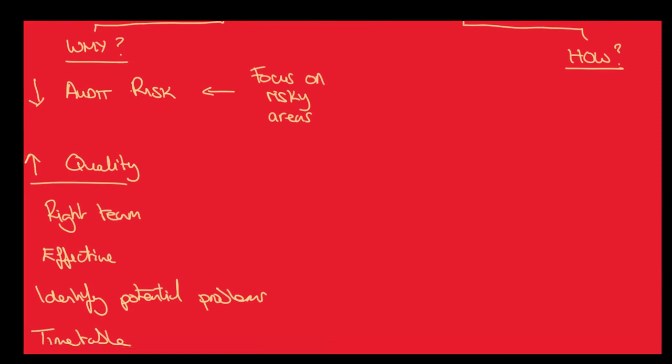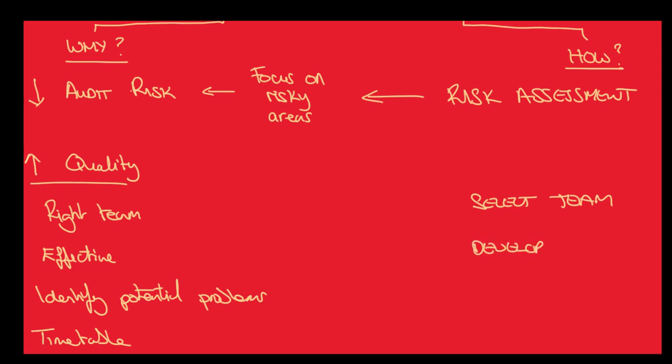How do we go about doing this then? Well, in order to focus on the risky areas, we need to know what those risky areas are. And to do that, we do what's called a risk assessment. And we look at that in more detail later. Okay, how do we go about improving the quality? Well, we said we needed the right team. So therefore, we need to select the team appropriately. That's how we plan. We need to make sure the audit is effective. We need to know that it identifies potential problems. So actually what we need to do is develop a strategy, and we'll see developing a strategy in more detail in a second.